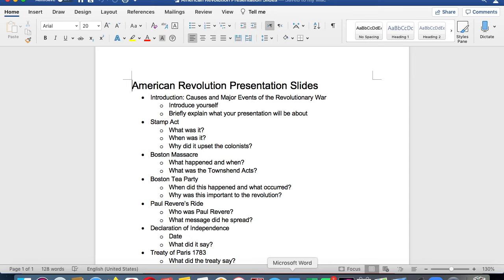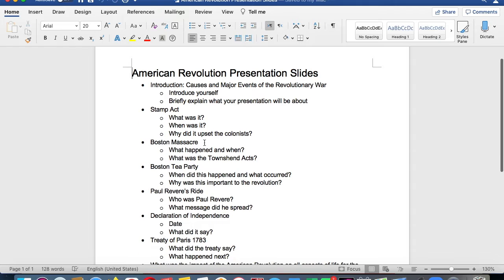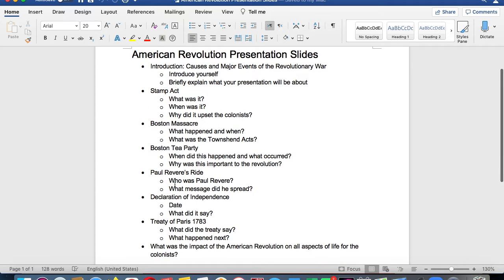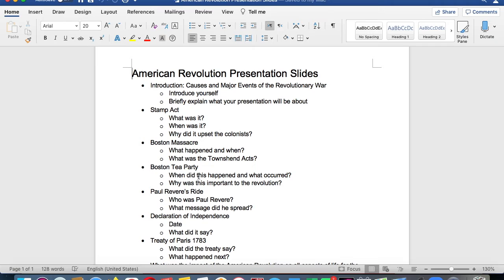So let's go over what we're going to do. We're going to research these aspects of the American Revolution, and we're going to turn it into a presentation in Google Slides or Microsoft PowerPoint. The first thing we're going to do is make a title slide, and it's just going to say, Causes and Major Events of the American Revolution. After the title slide, you're just going to introduce yourself, briefly explain who you are and what your presentation is about. Hi, I'm so-and-so, and this is going to be my presentation on the American Revolution. I hope you enjoy. Something simple like that.